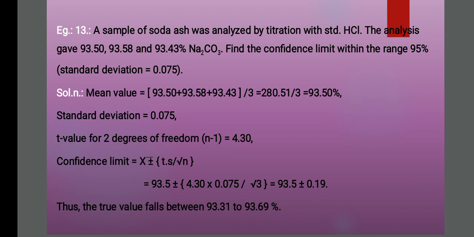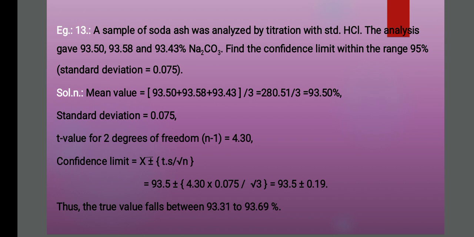I'll repeat. How to find it: the sample is given. What you have to do here is substitute the standard deviation, the mean value, and the t value, which you take from the t table, that is the statistical value. It is given as 4.3. You substitute all the values. The final answer will be 93.5 plus or minus 0.19. So from this you can say the true value will fall between the range 93.31 to 93.69. So the limit can be calculated. It should fall within this limit. If it is falling within the limit, it is okay.